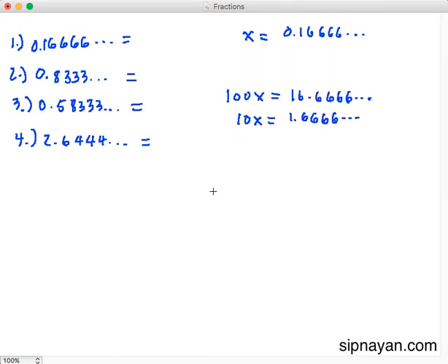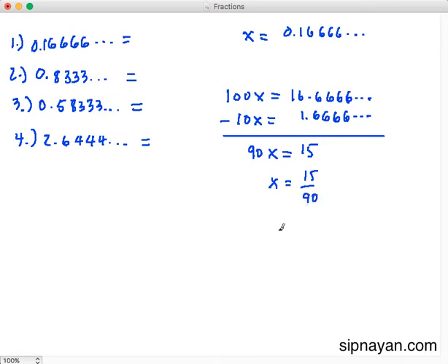Okay, so kung makikita nyo, pwede na natin i-align yung decimals at makakancel na natin itong nagre-repeat, no? So, we do that by subtraction. We have 100x minus 10x, we have 90x equals 15. Mawawala na to, and then 16 minus 1 is 15. So x equals 15 over 90, and x equals 3 over 18, divided by 5. Pwede pa natin i-lowest terms by dividing by 3.